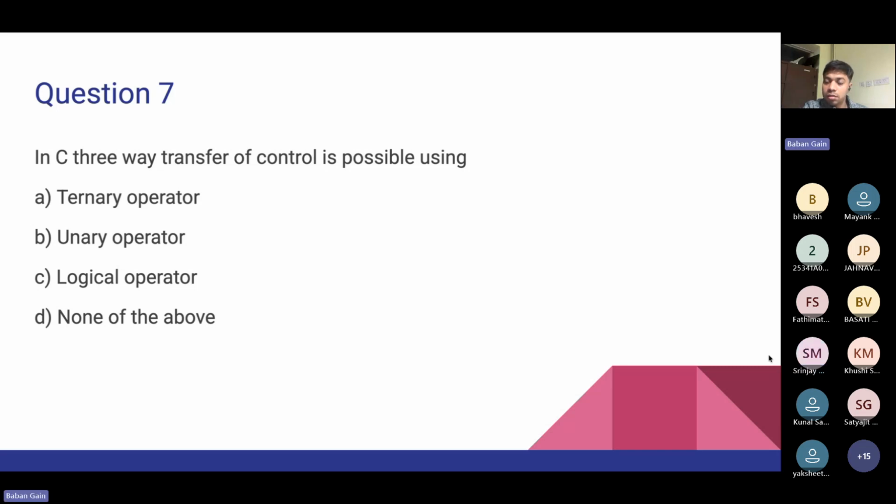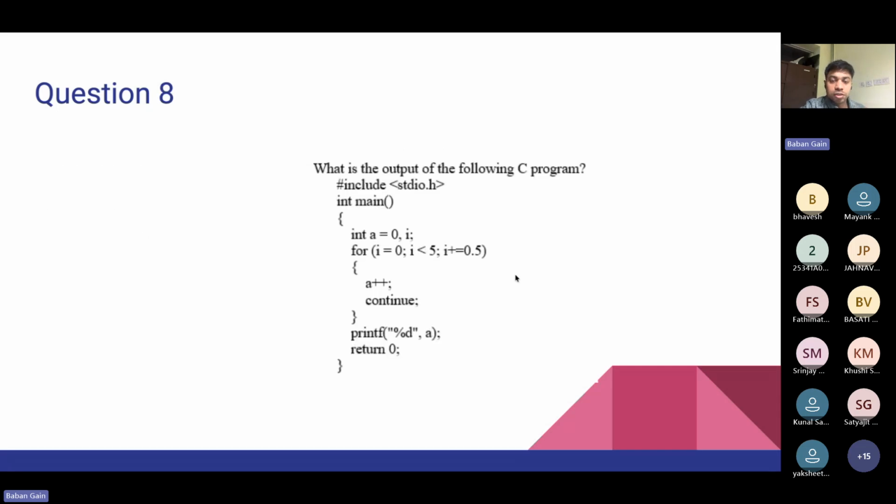Sir, like Turner. Yeah, Turner is right. So actually, this question is quite obvious. You can use a ternary operation using a question mark, and it will transfer the control based on the condition of the operation. So this is right. Then let me go to the next question.